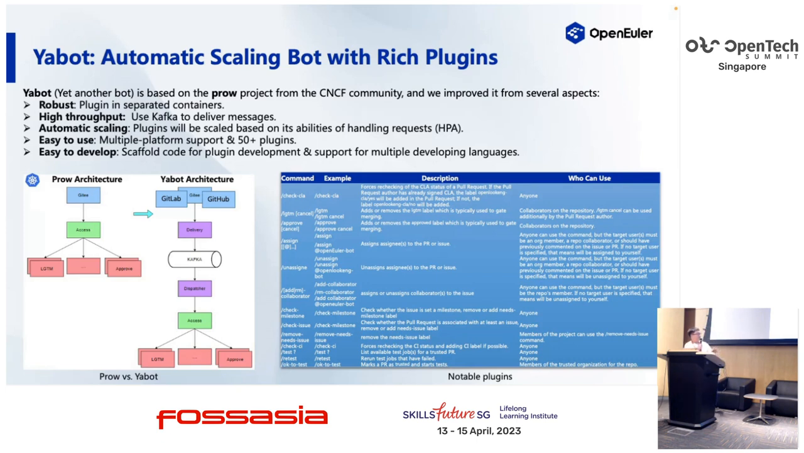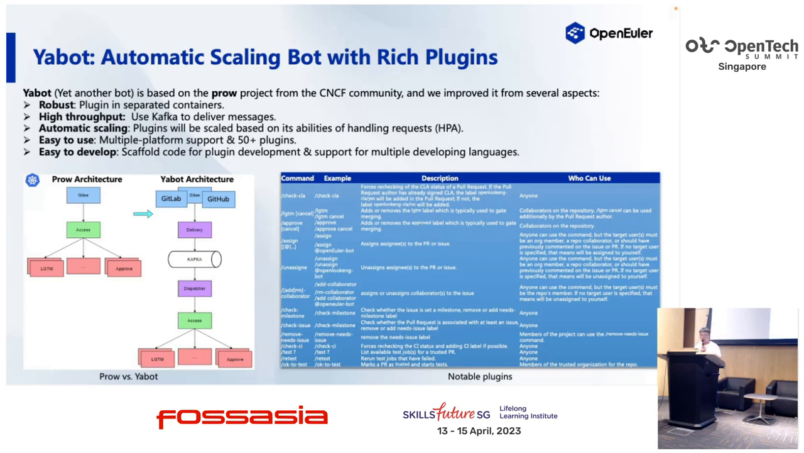When a huge volume of messages comes from the repositories, it will sometimes lose events. So we have upgraded the project into our YARBOT, and improved it in several aspects. First is robustness. Now every single plugin is separated in its own container, and it's easy to replicate. If one of the plugins crashes, it will not affect the whole application.